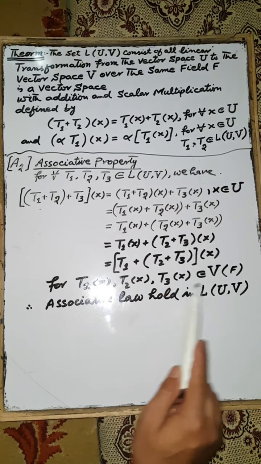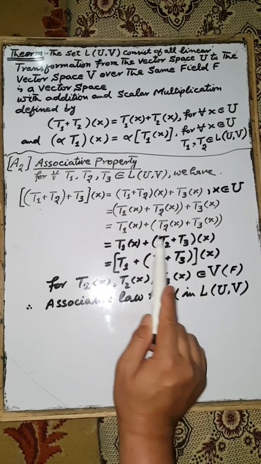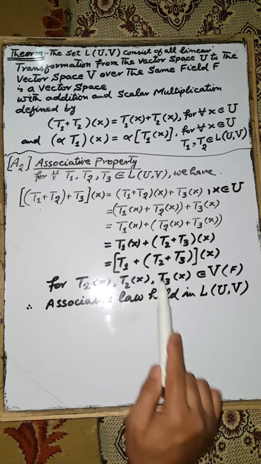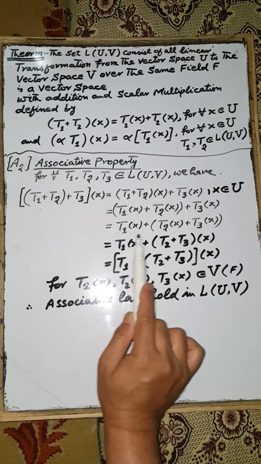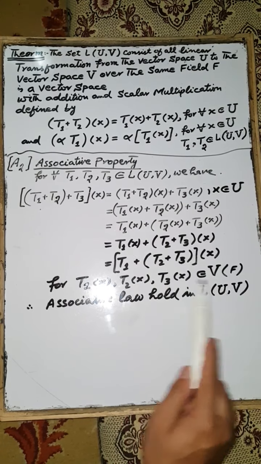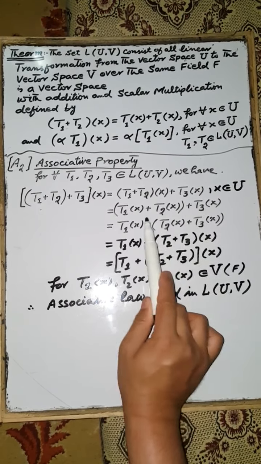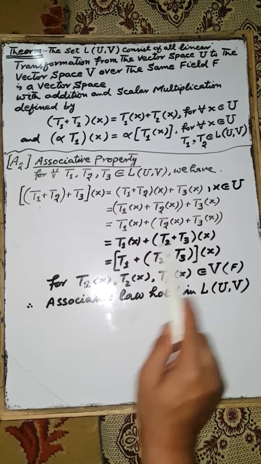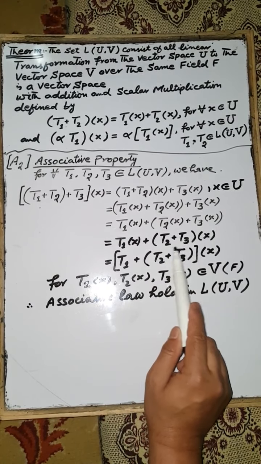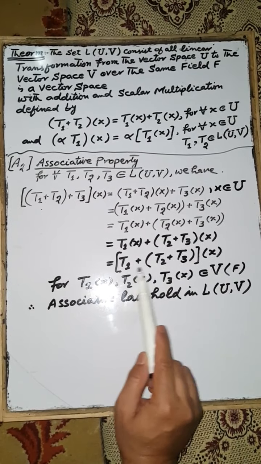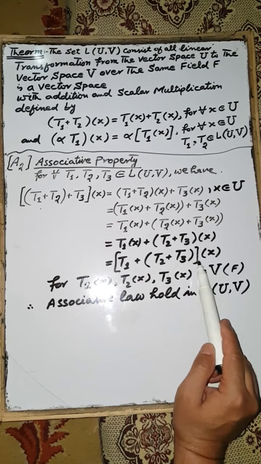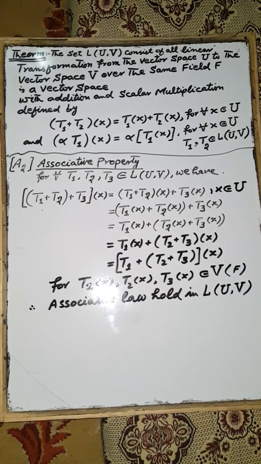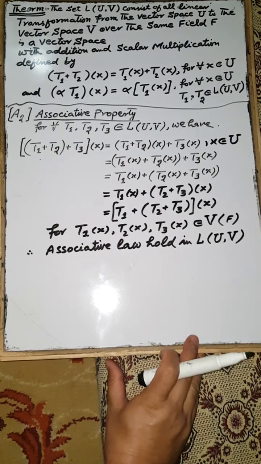Since T1x, T2x, T3x are elements of the vector space V over the field F, the associative property holds in the elements of the vector space V. Therefore, the associative property holds in these elements of V. That is, (T1x + T2x) + T3x equals T1x + (T2x + T3x), according to this condition, or (T1 + T2 + T3) on the whole element x. That is, the associative property holds in the set of linear transformations from the vector space U to the vector space V.